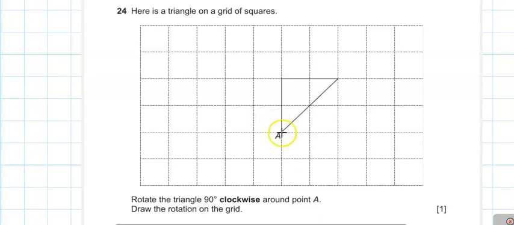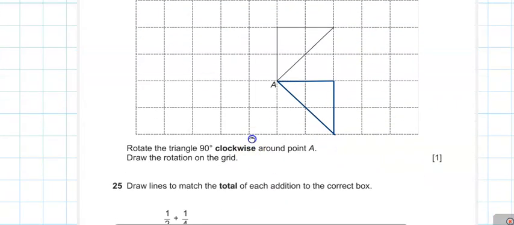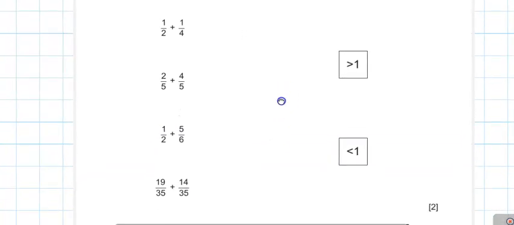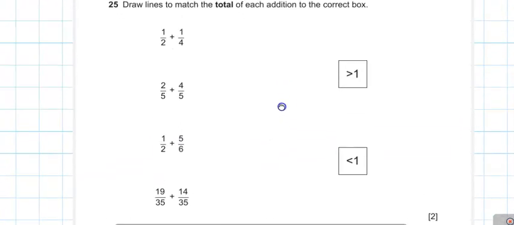After rotation, the vertical line will be horizontal, and the horizontal line will be vertical. Of course, you will use your tracing paper, and this is the final answer he wants for this question. Next question, he wants us to match the total greater than 1 or smaller than 1.